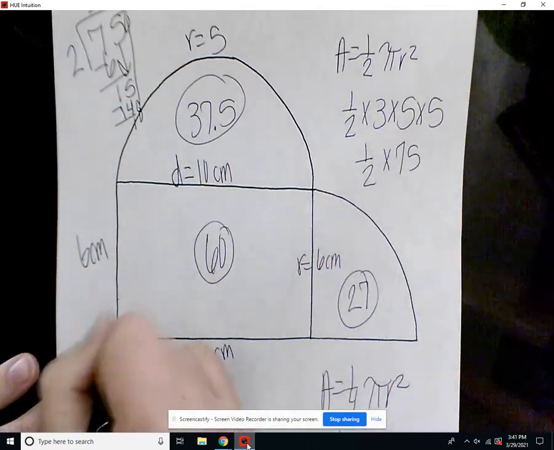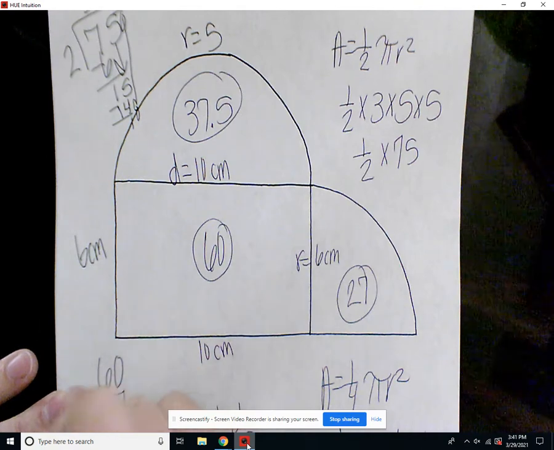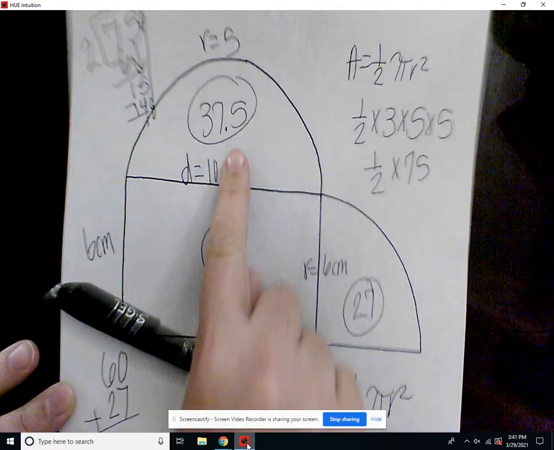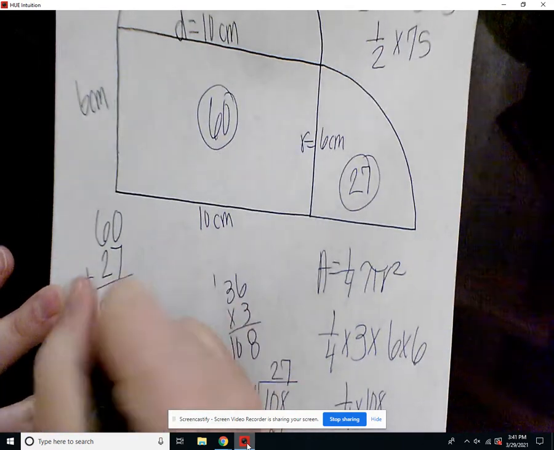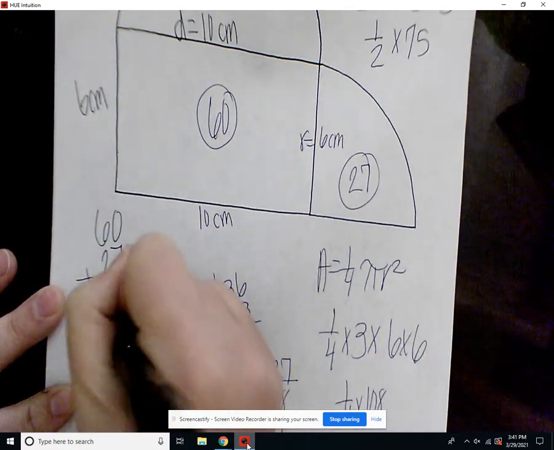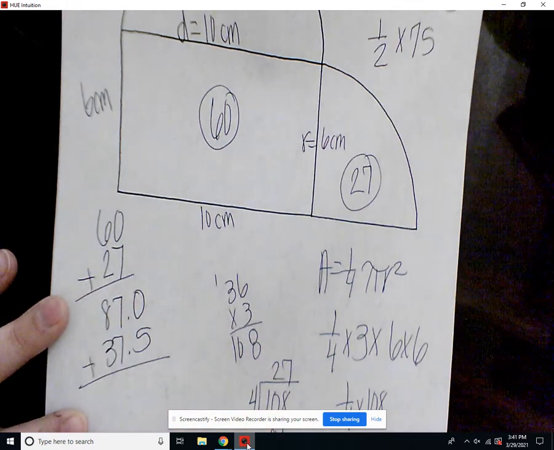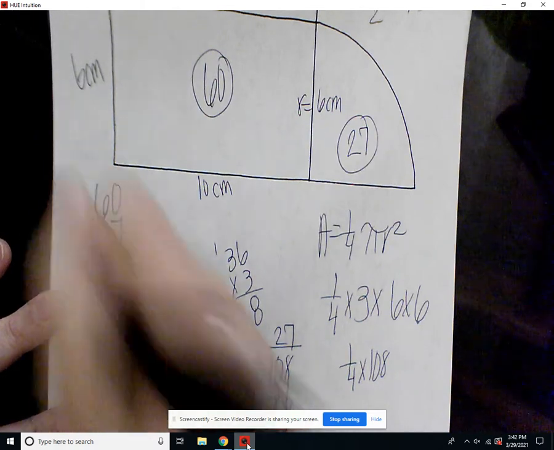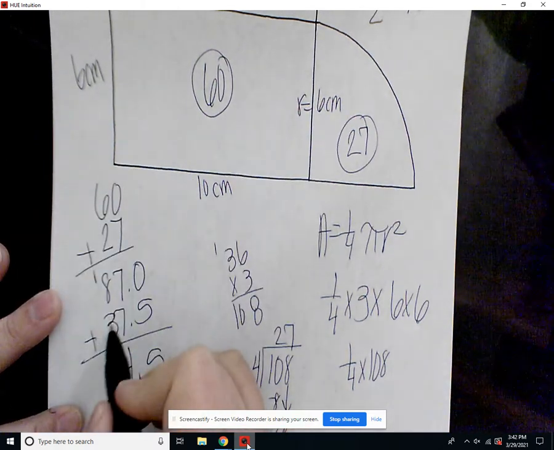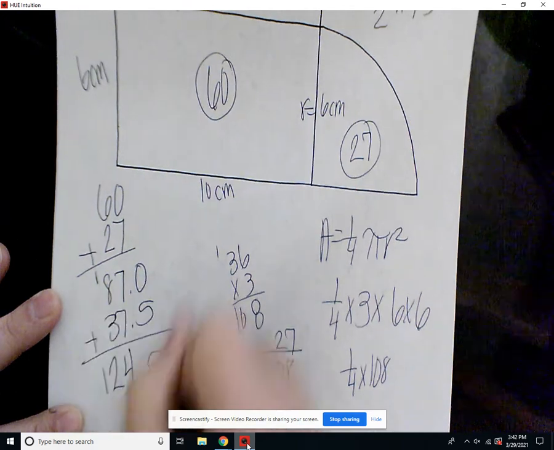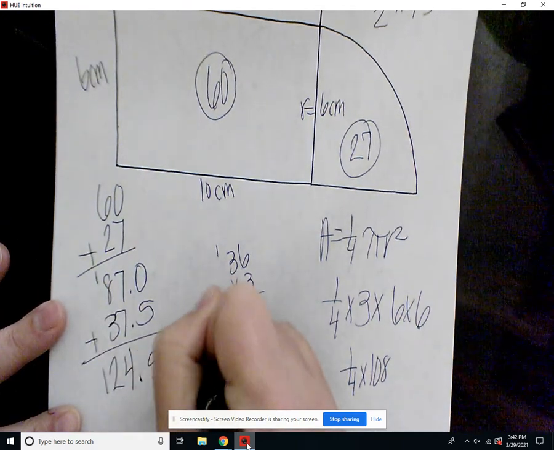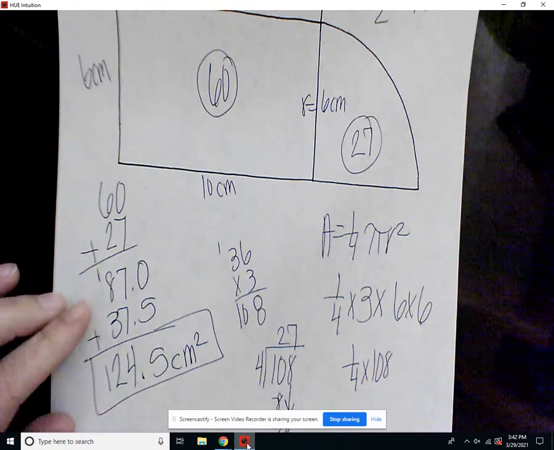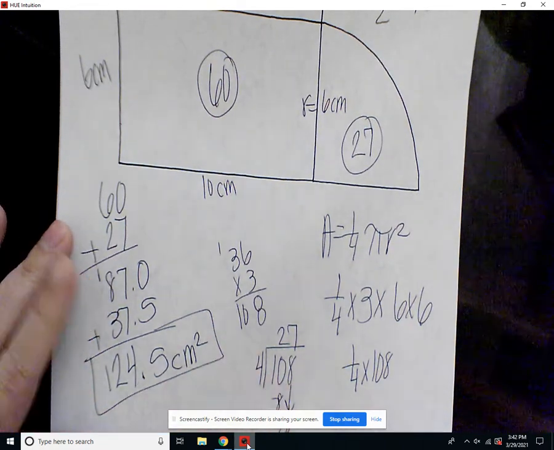So we have 3 areas. Add them all together. We do the whole numbers first. 60 plus 27 is 87. Then we're going to add our 37.5 to the 87. Line up our decimal points, with the decimal point after the 87. So we get 0.5 and 4. 8 plus 3 is 11 plus 1 is 12. So 124.5 centimeters squared.